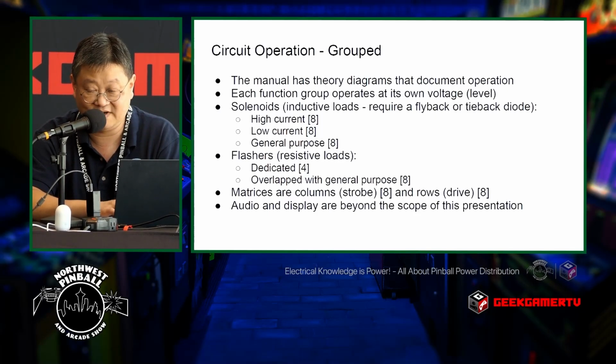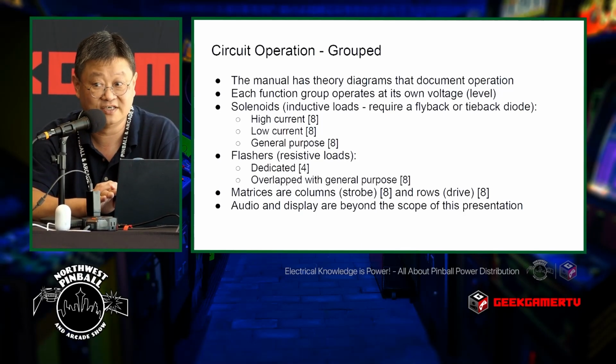And you'll always find on Williams machines, they're always part of the general purpose circuit. Because the general purpose one allows you to select a diode or not. The high current and low currents always have diodes. You cannot make a mistake with them.